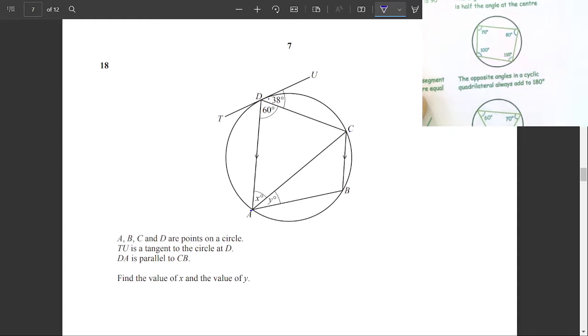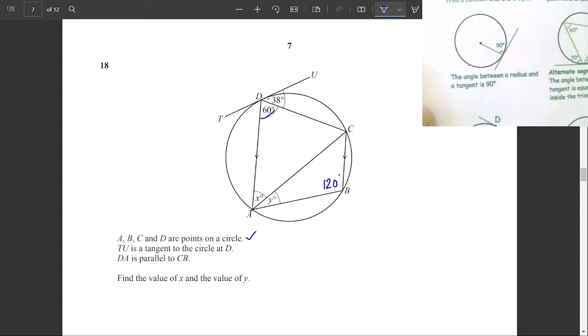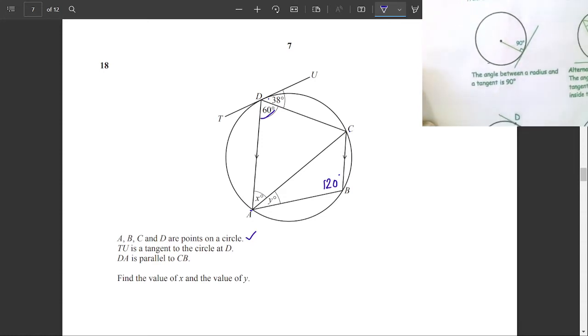So what can we tell from that? If this one is 60, the opposite angle there would be 180 minus 60, 120. That is the information we can deduce from the first point of information. Next one, TU is a tangent. Let's think about the tangent theorems. Okay, we got this one here. The angle between a radius and a tangent is 90 degrees. We don't have any radiuses in this one.